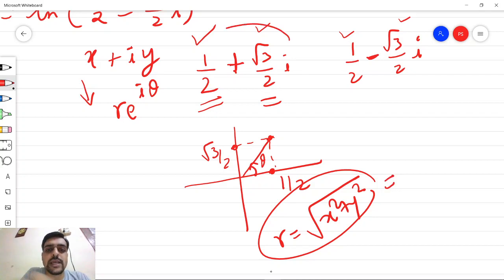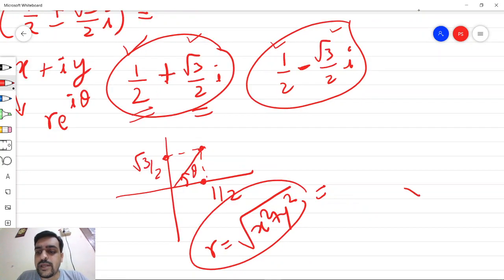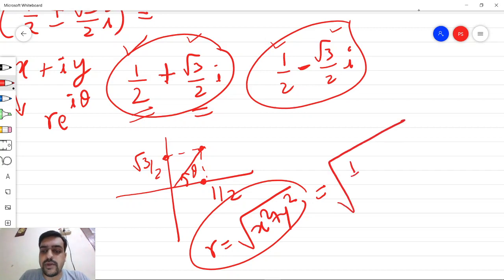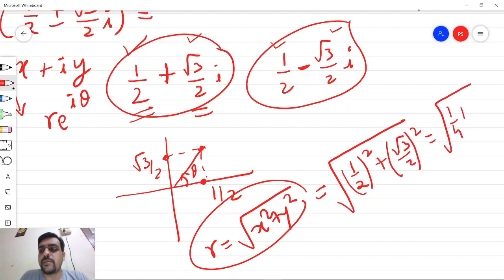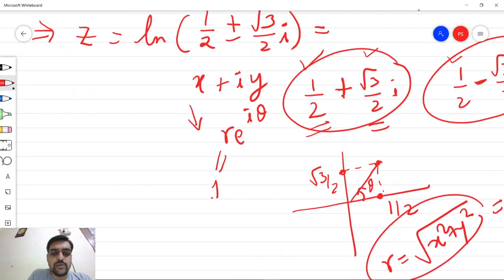So for both these cases, including both these cases together, the value of r would be root of 1 by 2 squared plus root 3 by 2 squared, which is root of 1 by 4 plus 3 by 4, which is 4 by 4, which is equal to 1. So in this case, the value of r is going to be 1.